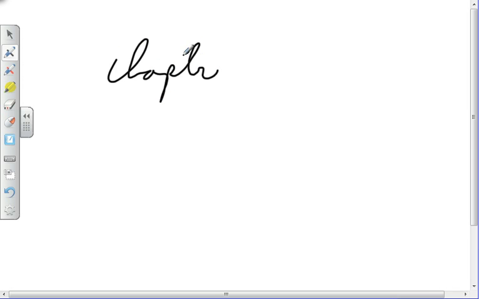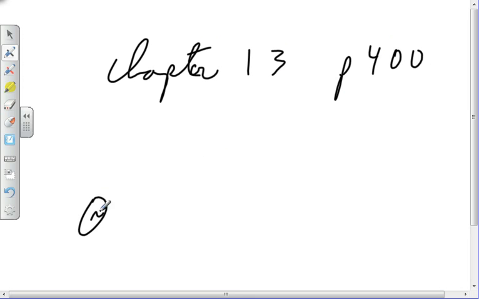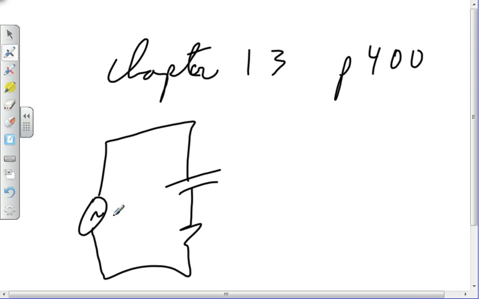So we're in chapter 13, and we're looking at page 400 is where we're starting. And we've got some power supply, some capacitor, and a resistor. The capacitor has some capacitive reactance X of C. The resistor has some R associated with it.